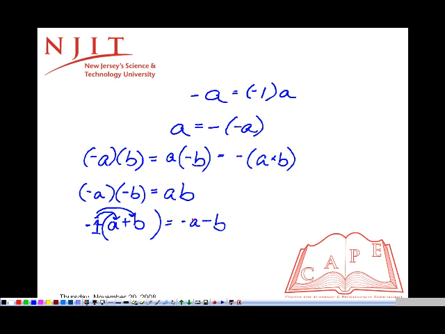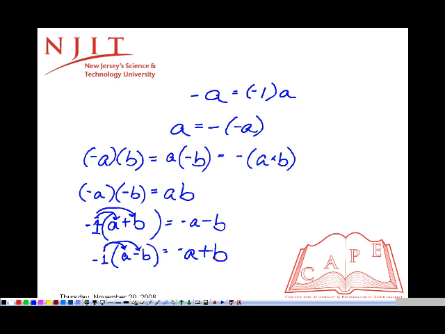And now you can do the same exact thing if you had a negative 1 on the outside times a minus b. You could simply take the negative 1, multiply it times the a, and you get minus a, take the negative 1, multiply it times minus b, minus times a minus is a positive, and you get a positive b. So you get negative a plus b.